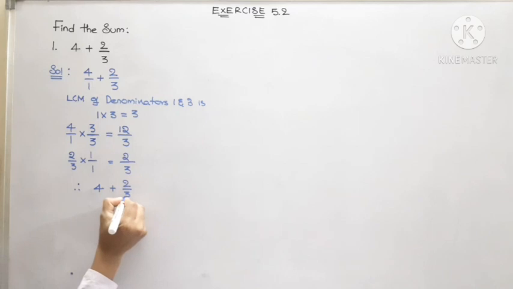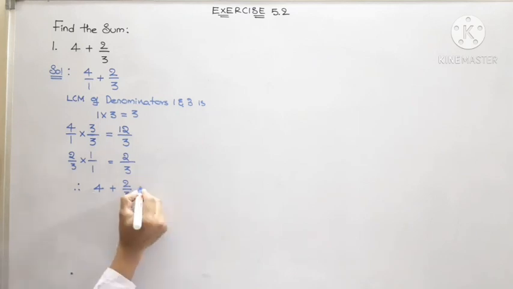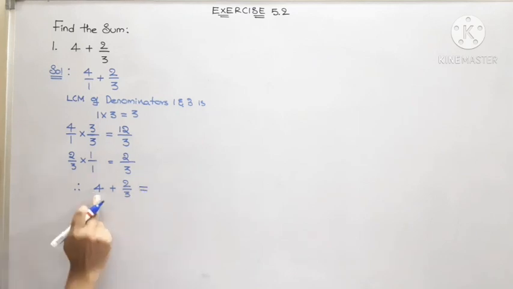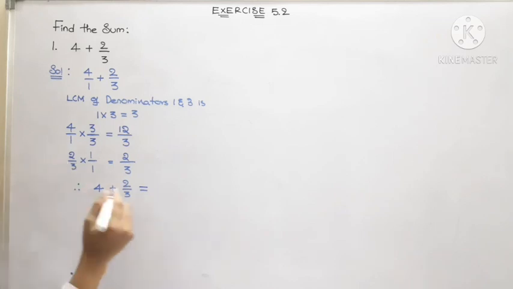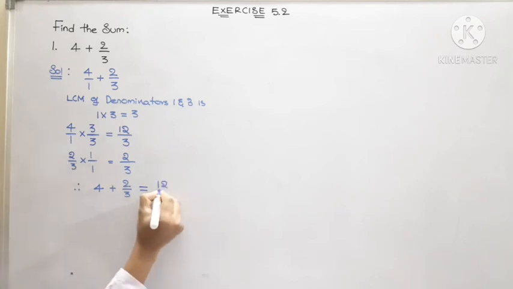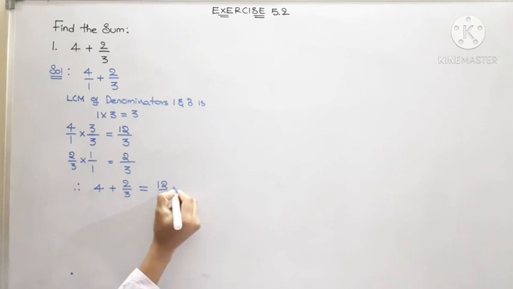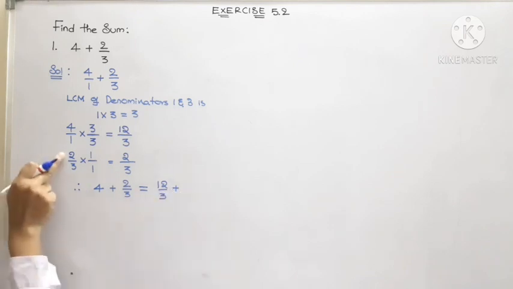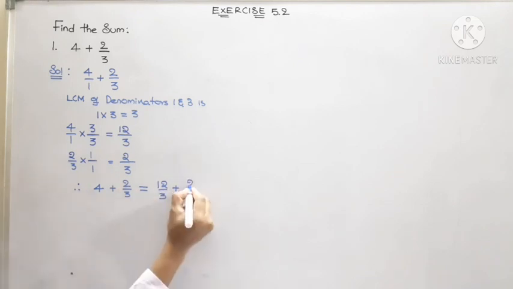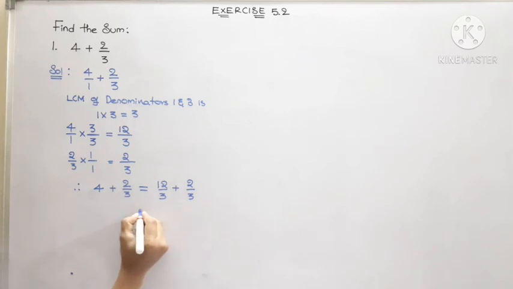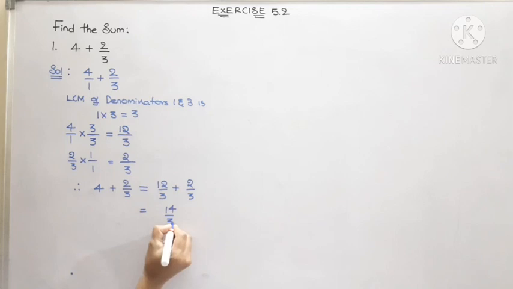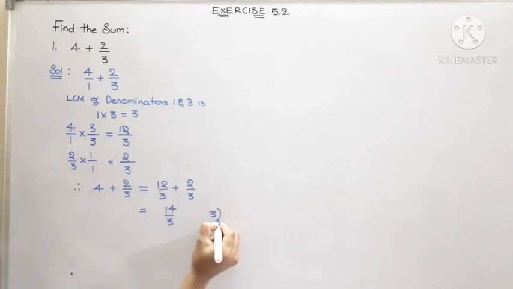Therefore, for the question 4 plus 2 by 3, if you write 4 by 1 plus 2 by 3, that is also not a problem. What is the equivalent for 4 by 1? 12 by 3, plus what is the equivalent for 2 by 3? It is 2 by 3. Now 12 plus 2 is 14 by 3. Being an improper fraction, we can convert it into a mixed fraction, isn't it? So 3 fours are 12.